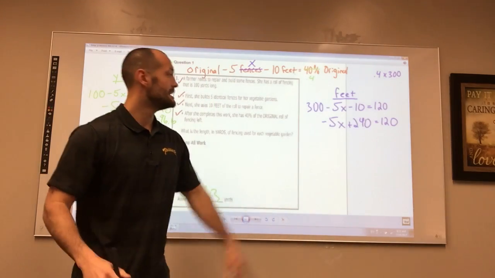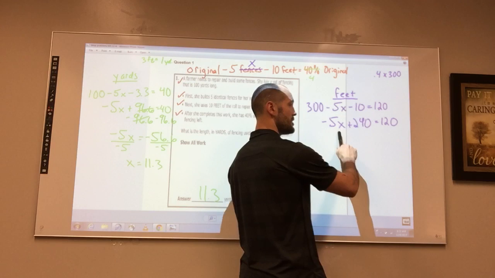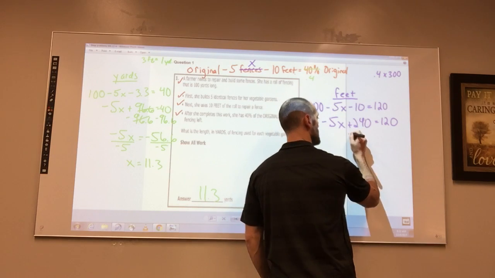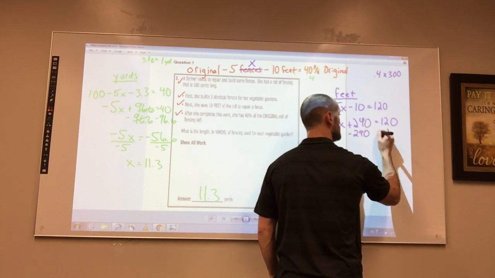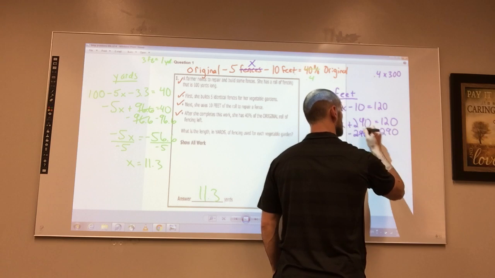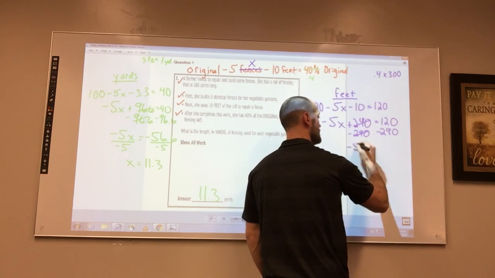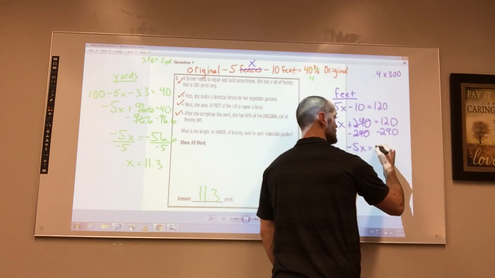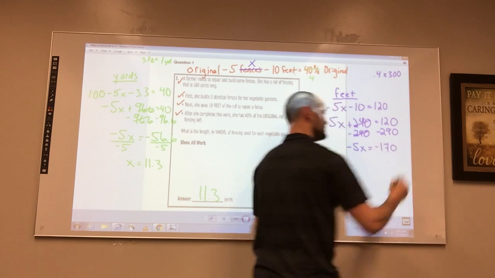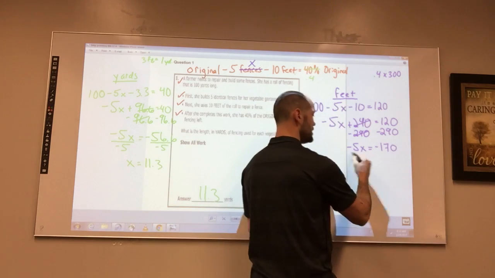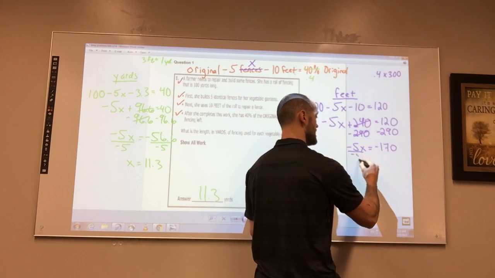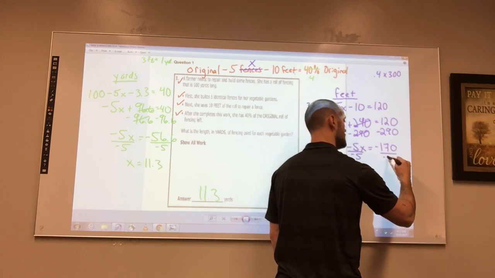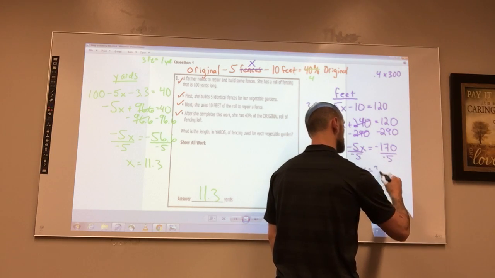Yes, all right. Now, we're isolating the variable. To undo positive 290, we subtract 290. We get negative 5x equals negative 170. Undo multiplying by negative 5, we divide by negative 5. And we get x equals 34.